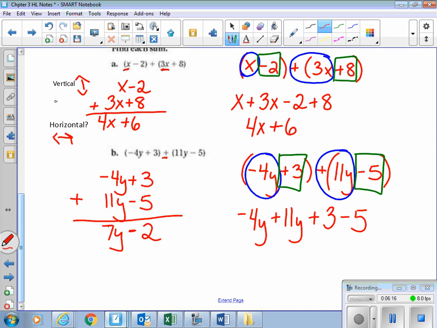Again, putting these y's together, I'm adding and my signs are different, therefore I'm really subtracting. 11 minus 4 is 7. The y comes down. 11 has a higher absolute value, therefore I take that positive sign.